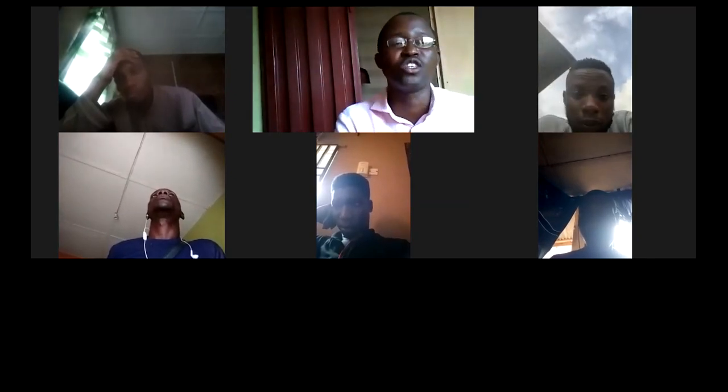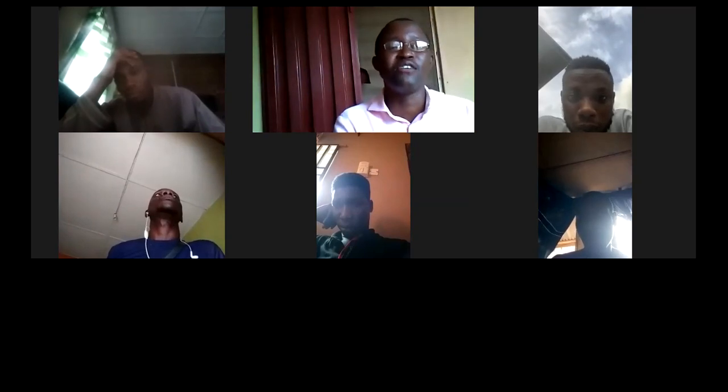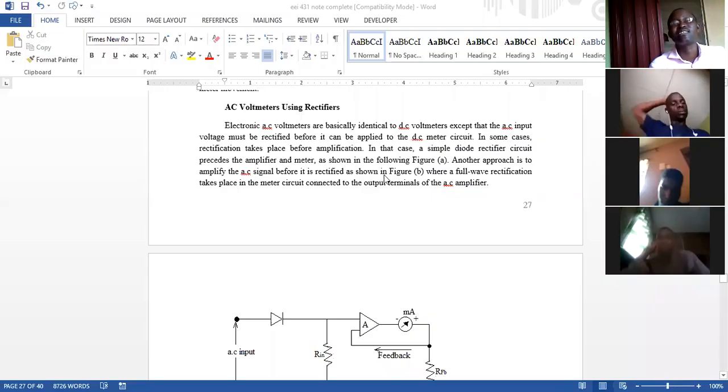So that is just to give you an idea. Even if you have read the entire note and then they start looking confusing, this is the area where you are going to identify each one, what is what, which is which out of all these devices. So the one we are going to deal with now is AC voltmeters using rectifiers. Another interesting thing is that there are others that work as DC and there are others that work as AC. They are basically like the DC voltmeters, only that the AC input voltage must be rectified first.